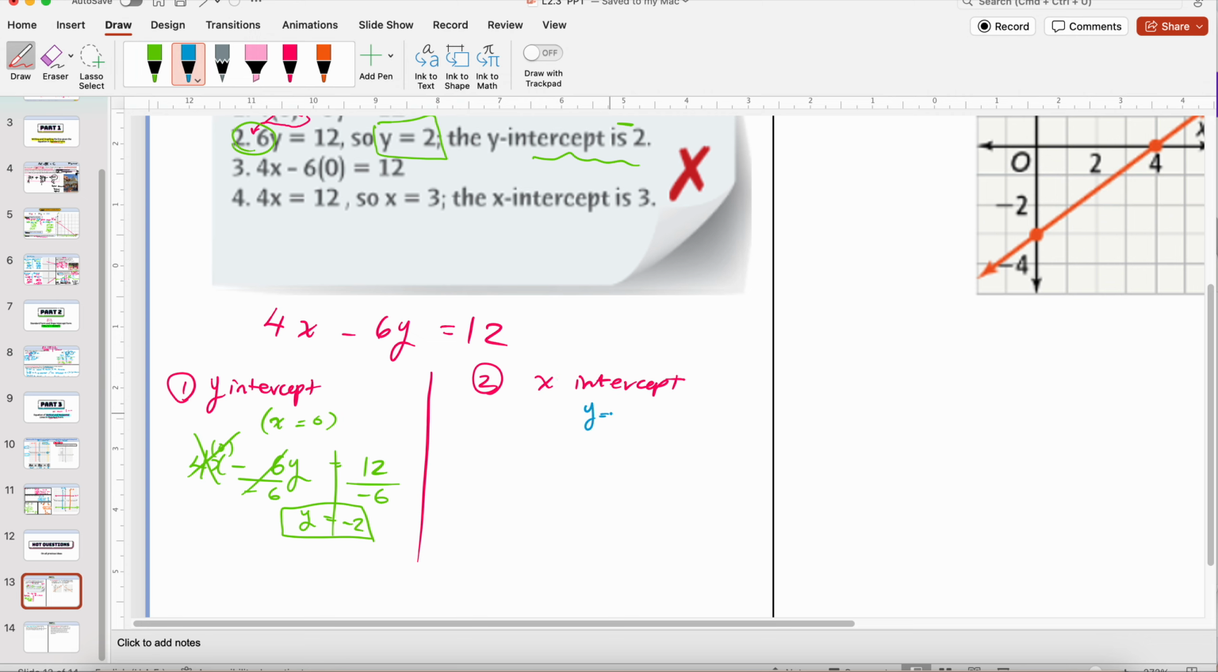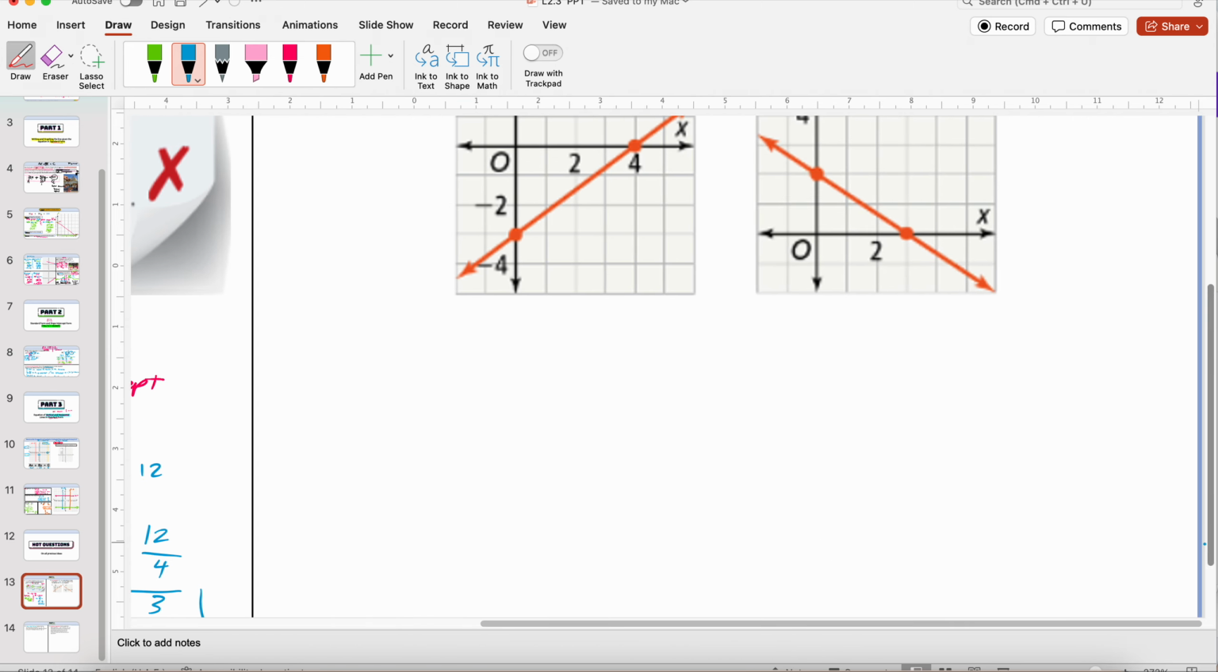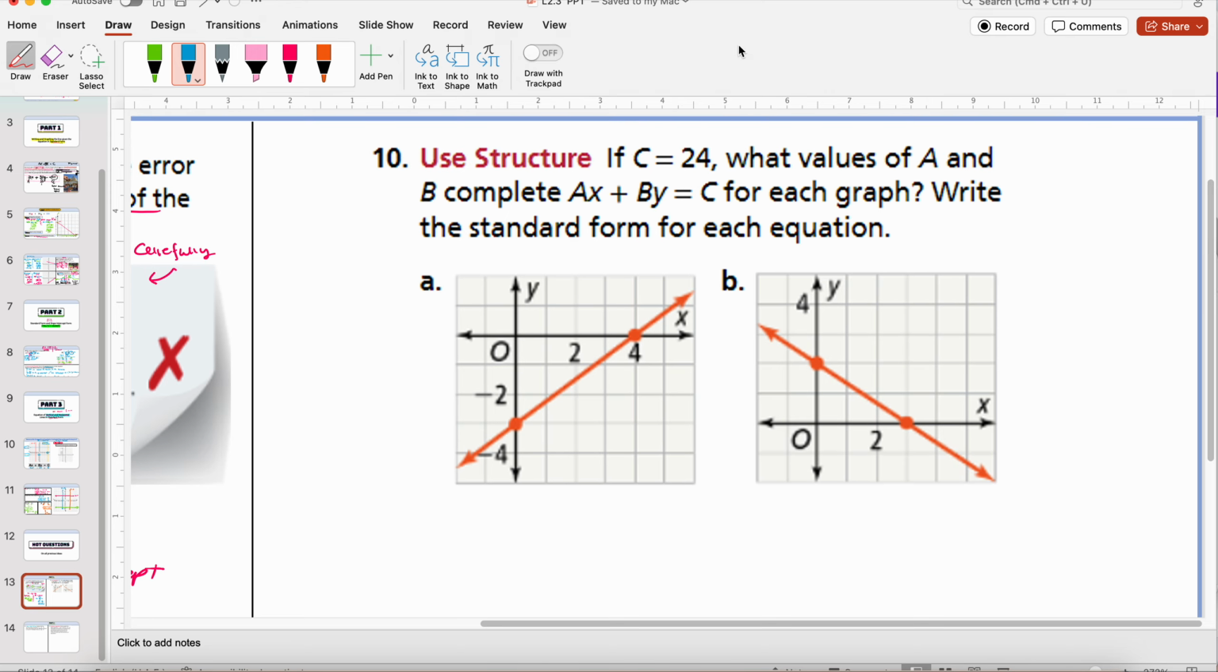Let's do the x-intercept. X-intercept, then the y should be 0. Okay, let's take our equation. If the y is 0, this is going to be cancelled. 4x equals 12, divide by 4 both sides. X equals 12 divided by 4 is 3. Did he find it as 3? Yes. So only the mistake was with the y-intercept.